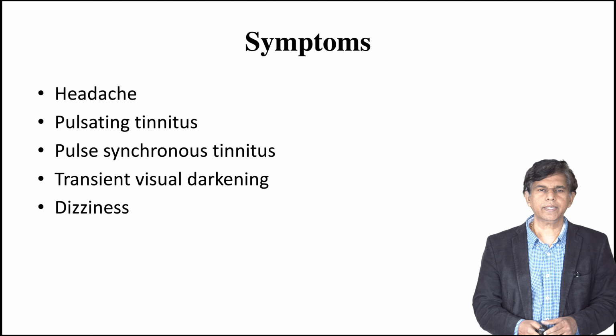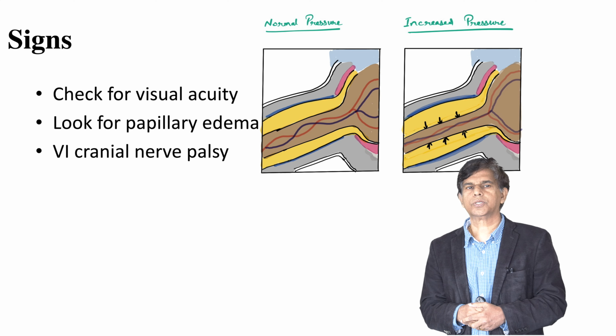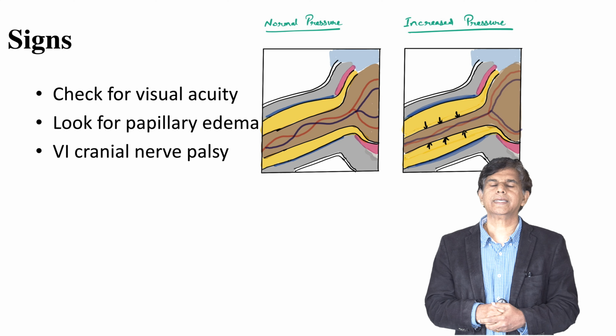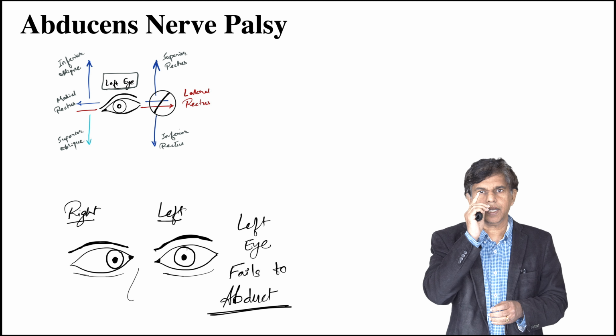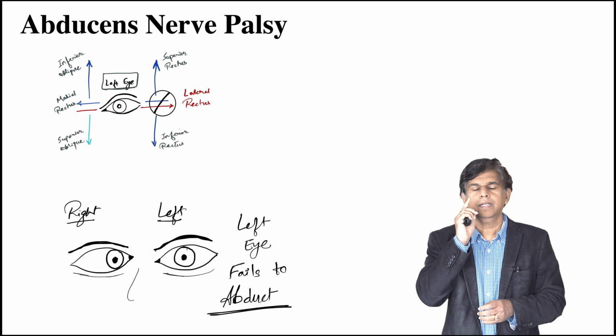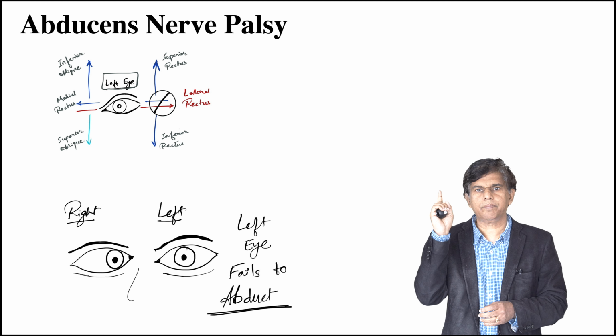So if you look at the signs, the first thing you always need to do is check the visual acuity, and also do a fundoscopy, looking for papilledema. It's also associated with the sixth cranial nerve, which is the abducens nerve. What does it do? It controls the lateral rectus muscle. So when you ask the patient to look to the peripheral vision using this eye, let's say the right eye is affected, because abduction is affected, they won't be able to abduct.